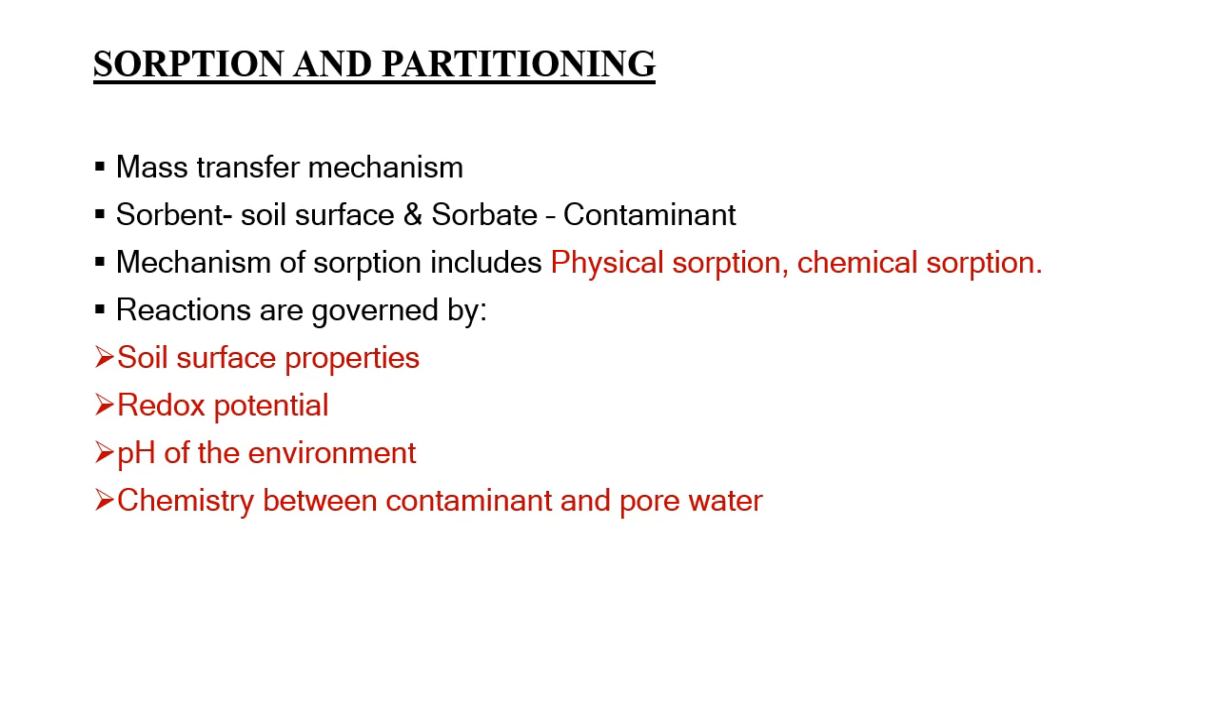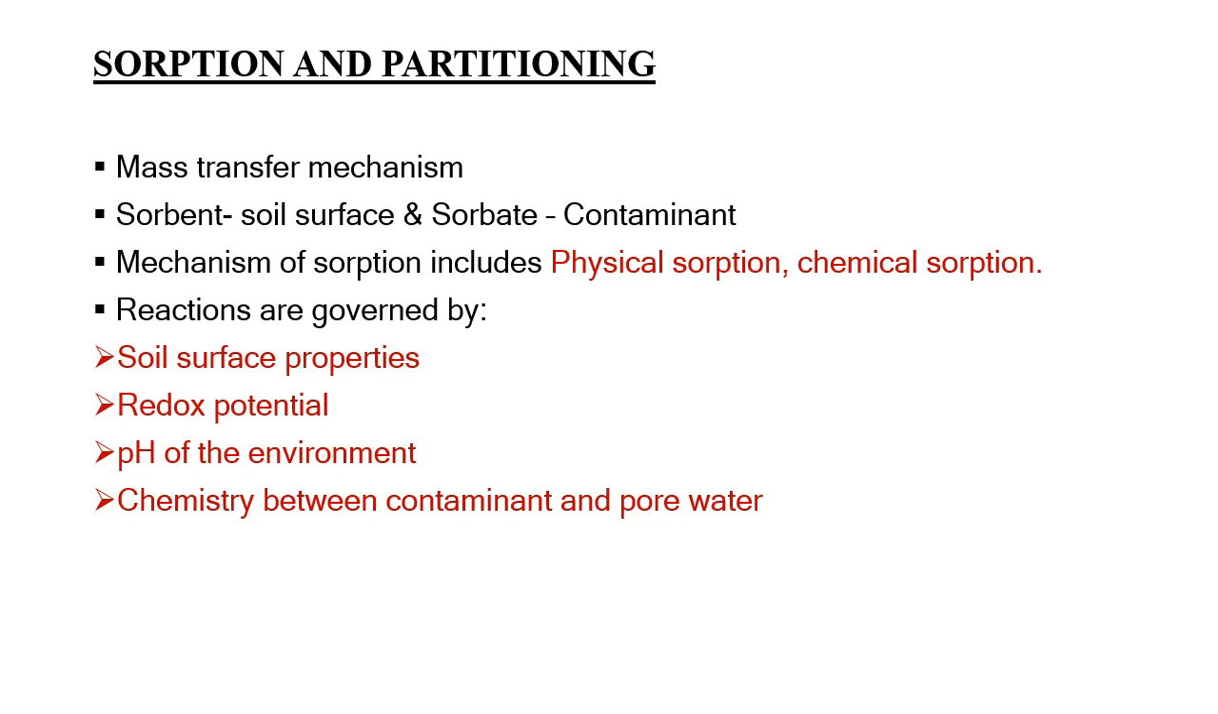Here sorption can be either physical sorption or chemical sorption, because there are various types of forces involved due to which this chemistry happens. It can be due to a weak bonding or a strong bonding. Obviously, for sorption to happen, the environment prevailing in that soil water should be favorable for that chemistry to happen between the soil surface and the contaminants. One of the primary factors that should be favorable is the pH of the environment.